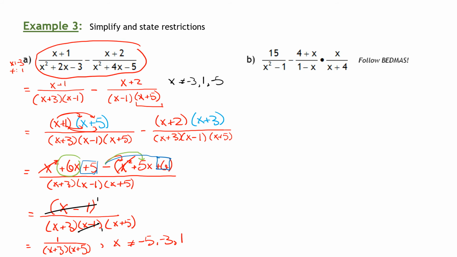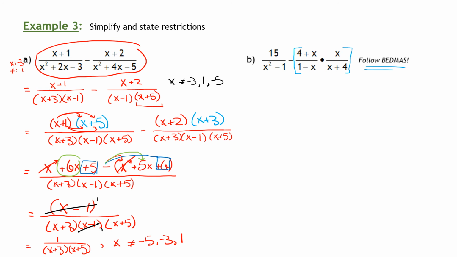Let's look at B. Last one. Step 1 is to factor. Take a look. Can anything be factored? Yes. I also have this note here, follow BEDMAS. That's because this is multiplication. We've been doing lots of addition and subtraction, but here we have multiplication. That means I'm going to have to do this first, right? Multiplication has to be done before addition and subtraction.